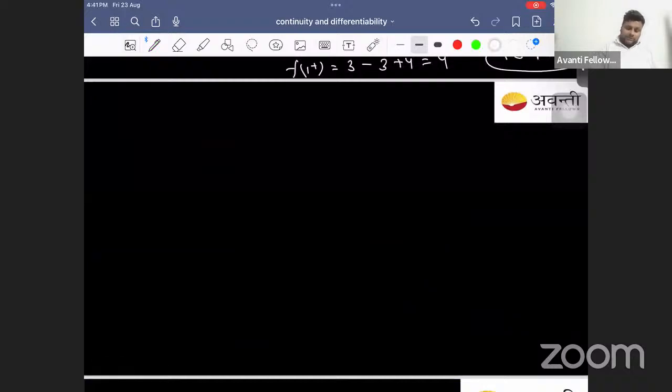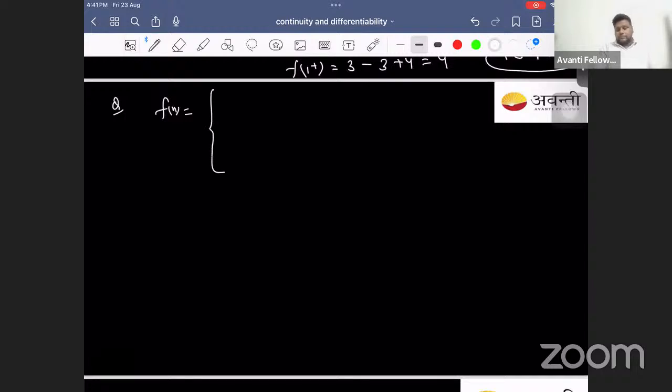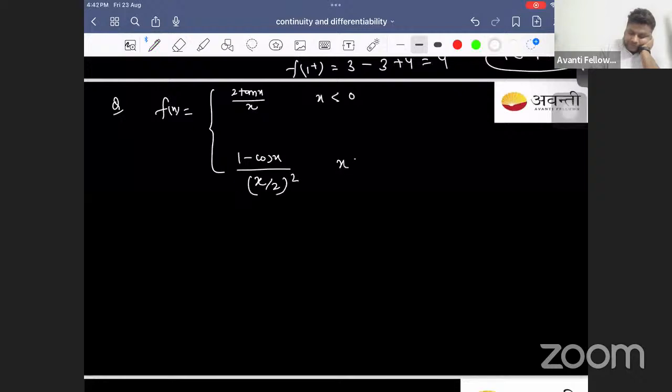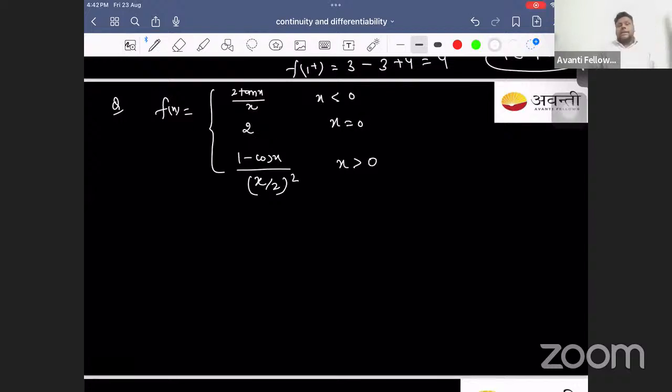All right. Another question. A function f(x) is given as 2 tan x upon x while x is less than 0. It is 1 minus cos x upon (x by 2) whole square while x is greater than 0, and it is 2 if x equal to 0. Tell me about the continuity of the function. A option is continuous, B option is discontinuous, and C option can't say.